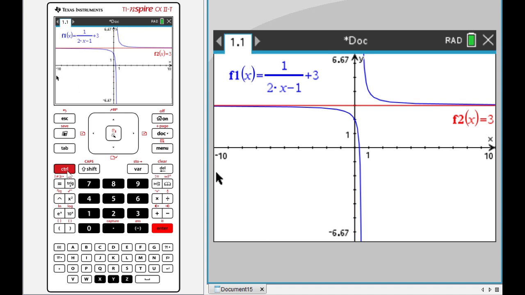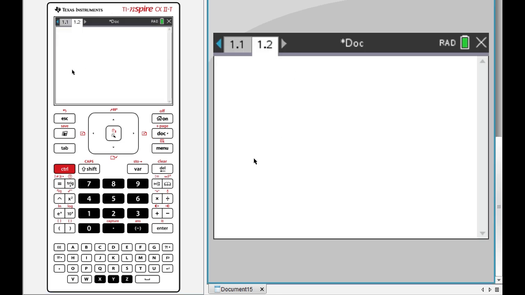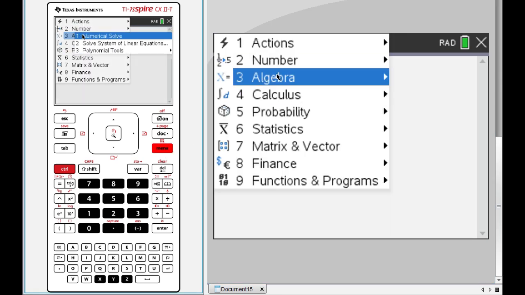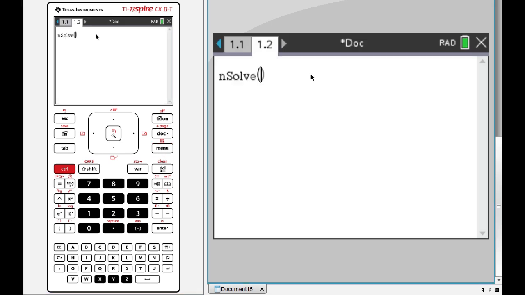To do that, I'm going to open a new page on my calculator. And this is going to be a calculator page this time. And I'm going to try and solve the equation when my function is equated to 3, where I suspect the asymptote is. If that has no solution, no intersection of the graphs, then I've probably got my asymptote. So I'm going to go to Menu, Algebra, and Numerical Solve. We'll talk more about numerical solve in a different video, but it basically solves an equation that has one solution and gives you back that solution.